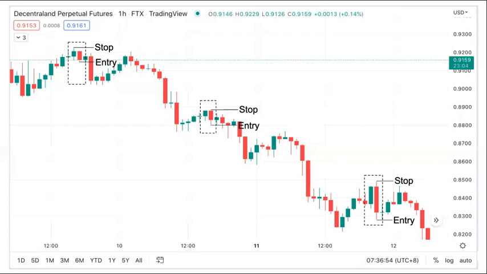Hi, Kelvin. Can you explain the trigger limit order and stop limit order? What are the differences? Later. Don't worry about that. I will cover that later.